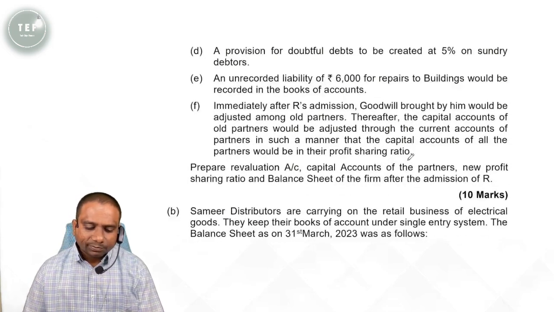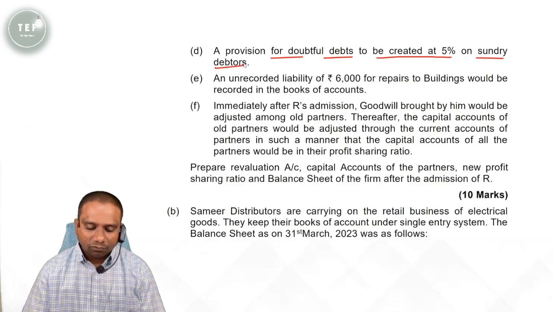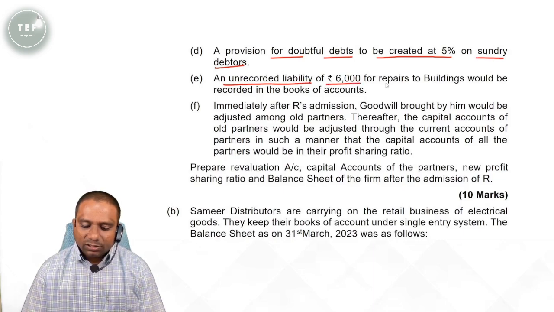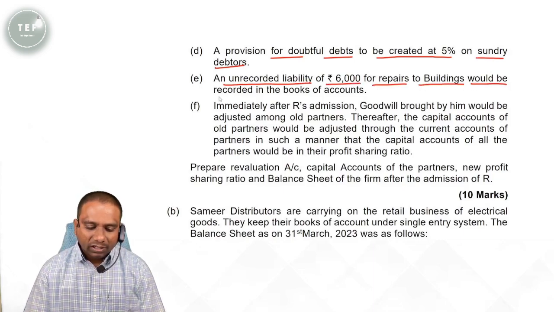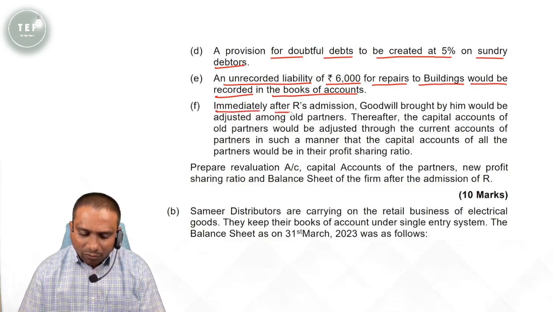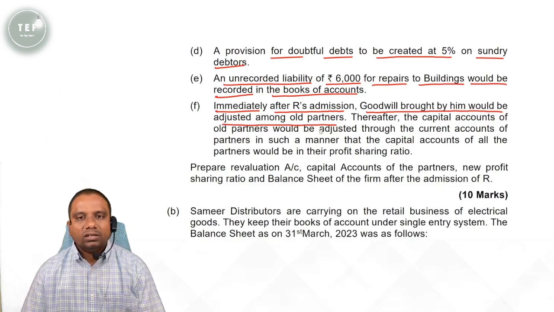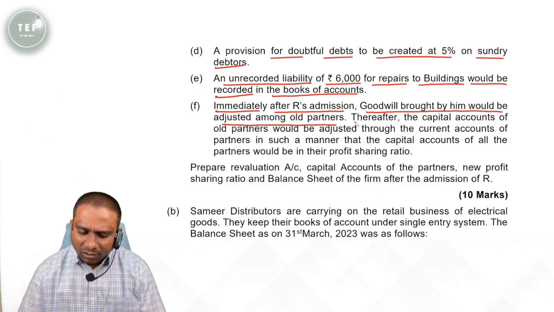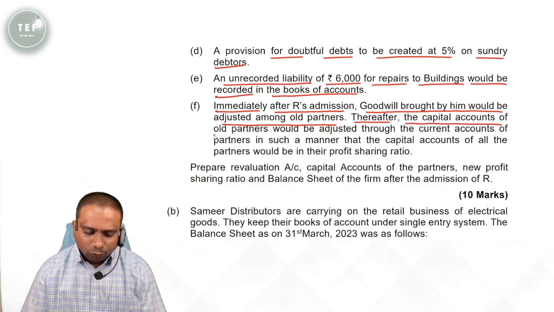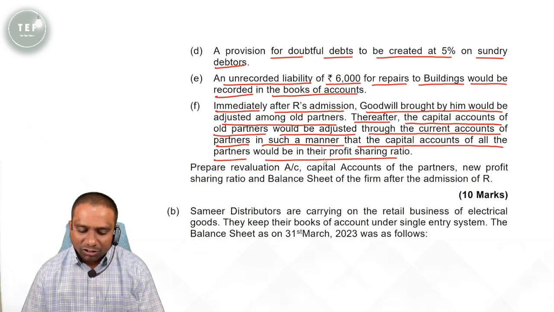Next, a provision for doubtful debts to be created at 5% on sundry debtors. An unrecorded liability of 6,000 for repairs to building would be recorded in the books of accounts. Immediately after R's admission, goodwill brought by him would be adjusted among old partners. Thereafter, the capital accounts of old partners would be adjusted through the current accounts of partners in such a manner that the capital accounts of all the partners would be in their profit sharing ratio.